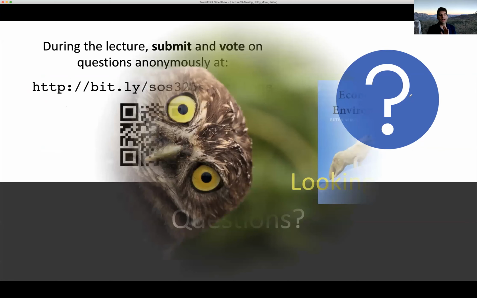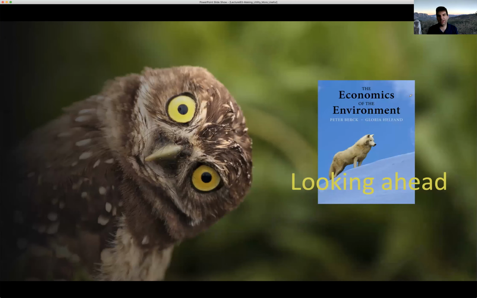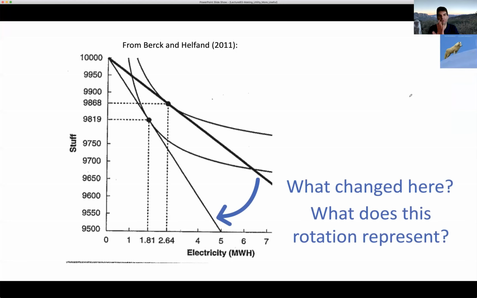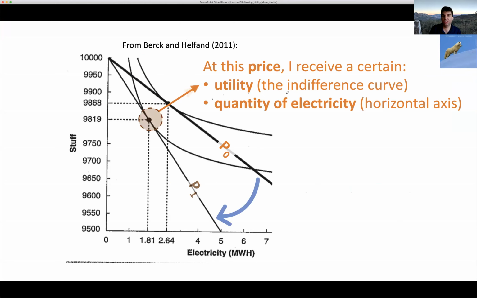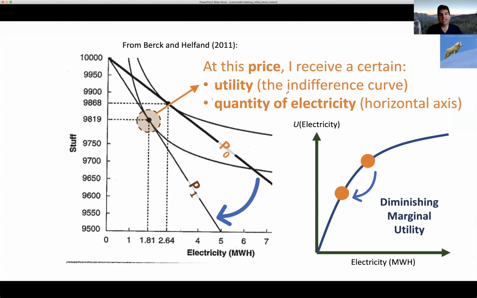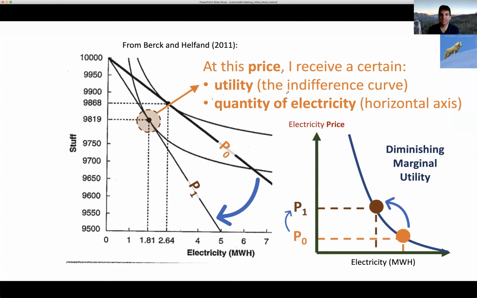All right, so if we had time, looking ahead, I'm basically going to go through these until the reminders. Read the Burke and Helfand. You'll see the arguments about electricity versus non-electricity, and she is going to start saying, well, what happens when we change the price? That's what we're going to talk about next time. And that finally is going to allow us to pivot into the so-called demand function. We are going to be able to draw a direct connection between indifference curves and demand functions.